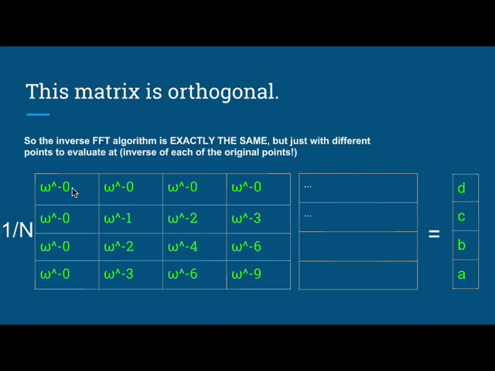Okay. So the inverse FFT algorithm is exactly the same, just with different points to evaluate at. That's the only difference. And a fun fact is that you know how you square the nth roots of unity and you get the n over 2th roots of unity? If you square the inverses of the nth roots of unity, you get the inverses of the n over 2th roots of unity. And that's why this whole thing still works. So these complex numbers of roots of unity are pretty magical.